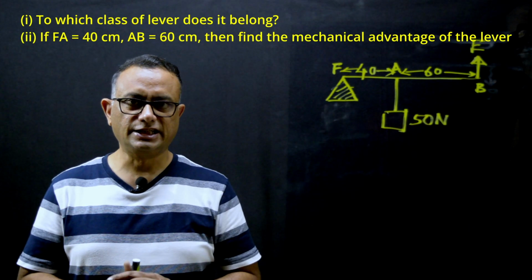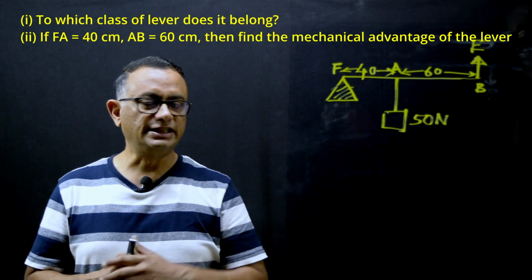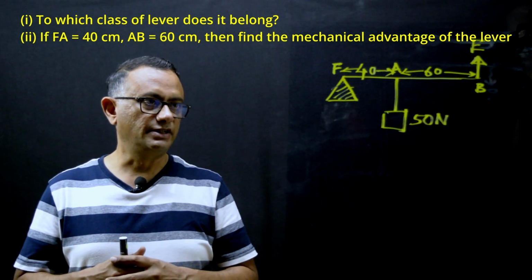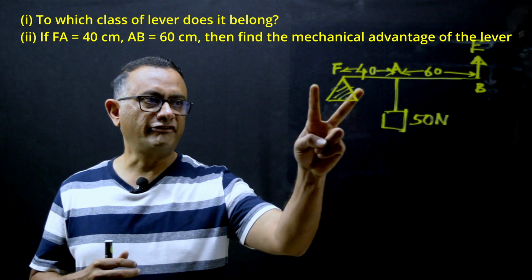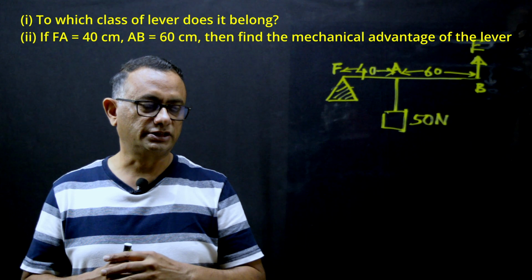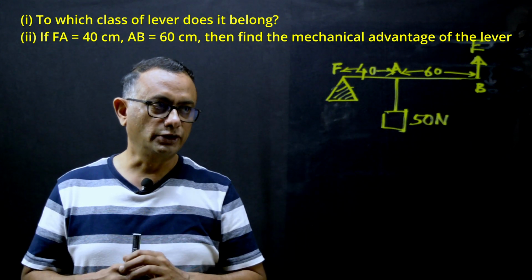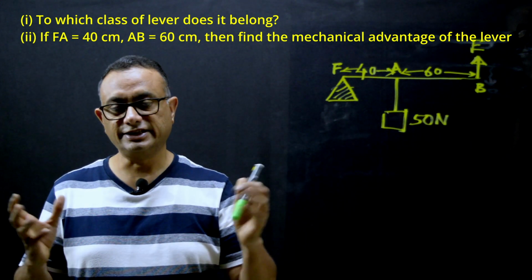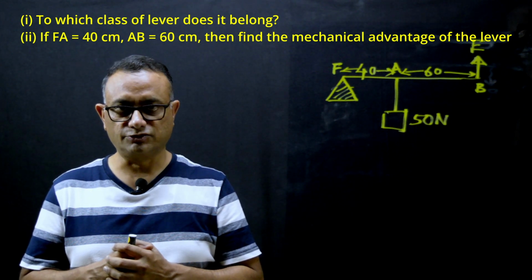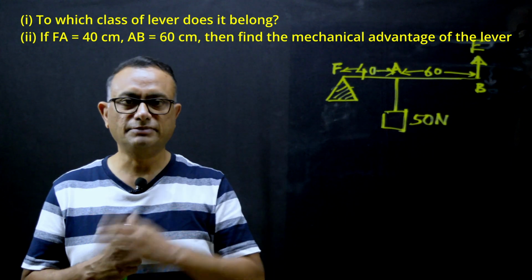If you see in the second numerical, these are the details that are given. They are telling that this is the lever system that is available, and they have given FA to be equal to 40 and AB to be equal to 60. And they have given a load in between. They are asking us to do two things. One, find out what kind of a lever system this is, and also what is the mechanical advantage of this system, okay?